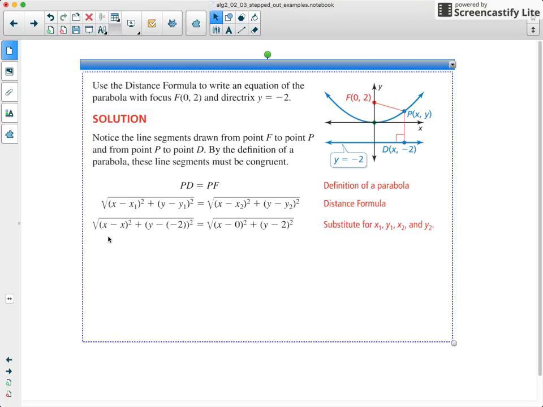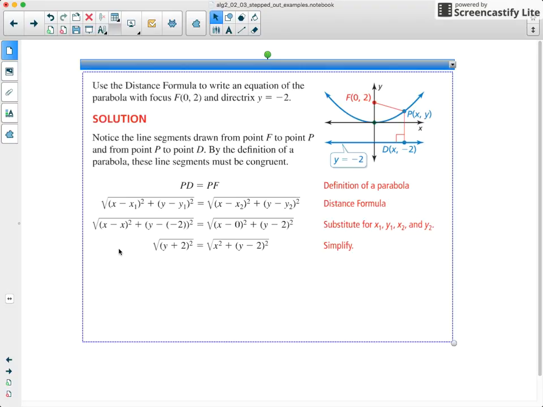And then the next step is to simplify. x minus x will be 0. 0 squared is 0. That'll cancel out. This will be simplified to y plus 2 squared. And over here, x minus 0 is x. And then we square that, and that's how you get x squared down here on the next row. And then finally, we just bring down y minus 2 squared.